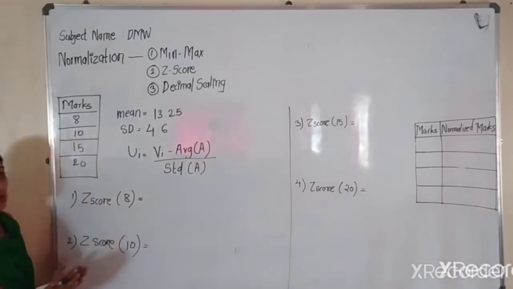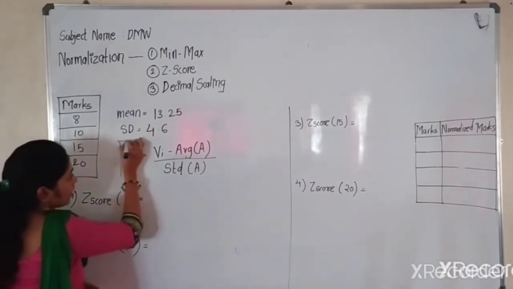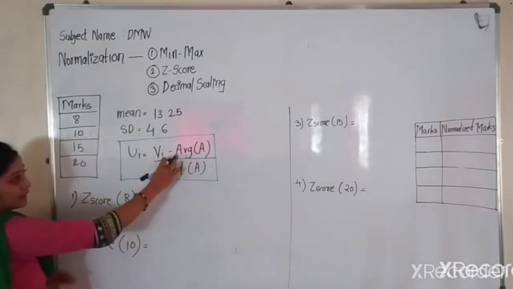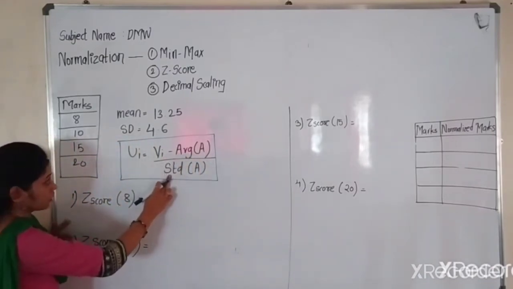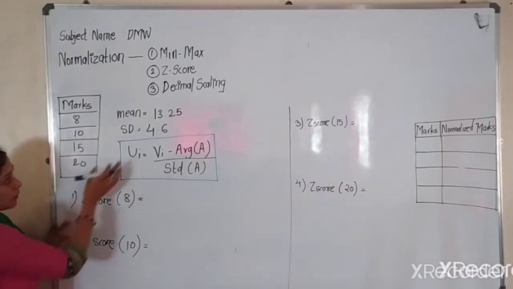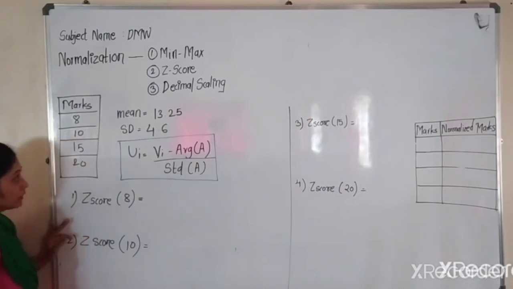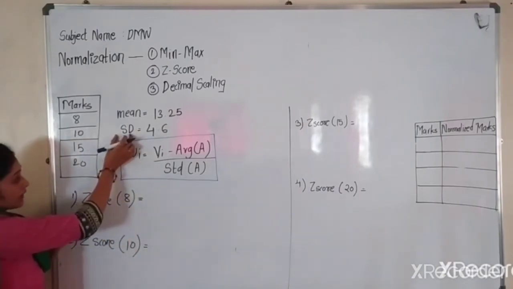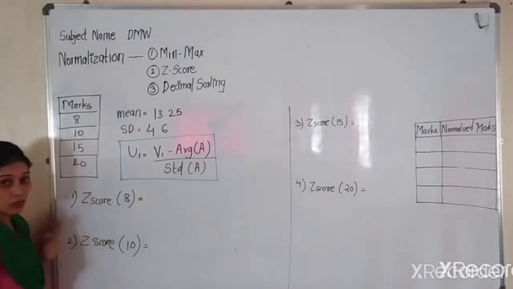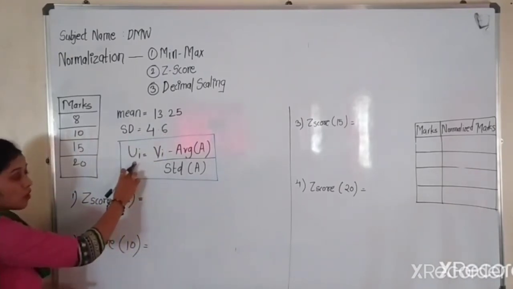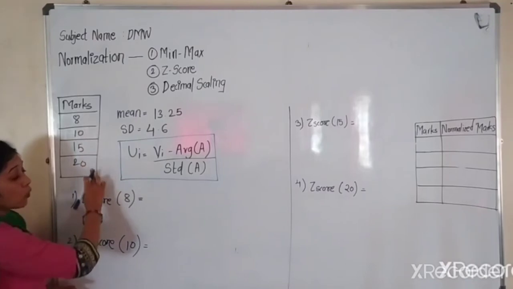In this Z-score normalization, as per the given formula, we have to calculate two terms, that is average and standard deviation. Now in this example we are provided with the mean, mean is nothing but average, that is 13.25, and the standard deviation for this is 4.6. So according to these values we have to calculate the normalized value of each and every value over here.